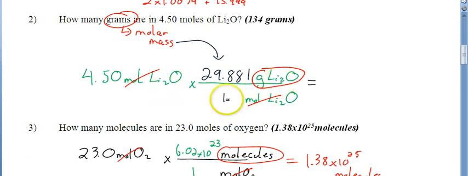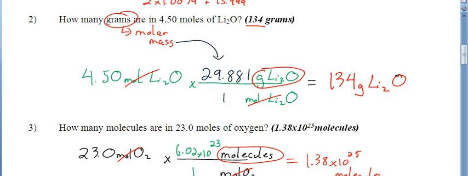Multiply the top numbers, divide by the number on the bottom, which in this case is number 1, but that's not always number 1. What's always the case is that 1 mole is equal to X grams, X being the molar mass that you derive from the periodic table. Put that into your calculator and it matches with the given answer, 134 grams of lithium oxide.